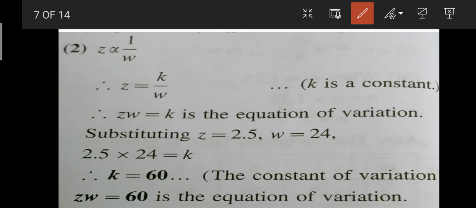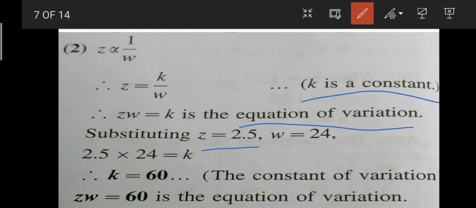It is given that Z is inversely proportional to W. So Z is equal to K upon W, where K is our constant. Students, what is given in the bracket to the side, that also you have to write out. So we know that ZW is equal to K, which is the equation of variation. Now we are substituting the values. Substituting means whichever is a variable, we are putting its values into the equation. That is the meaning of substituting or substitution.